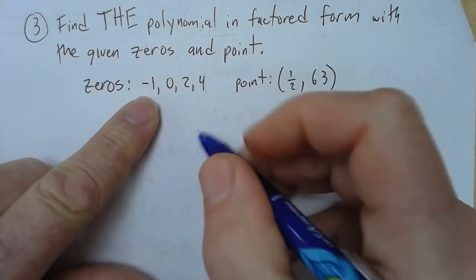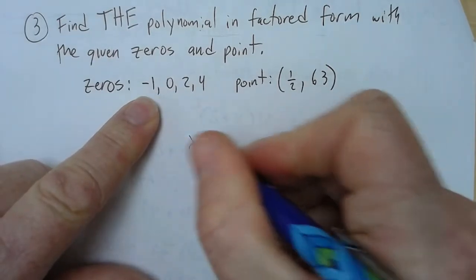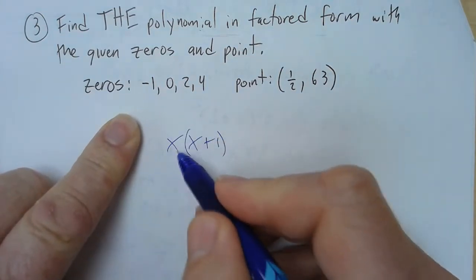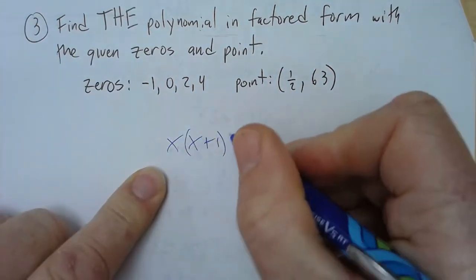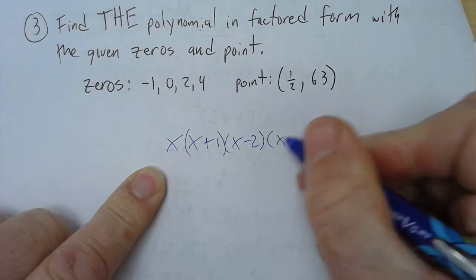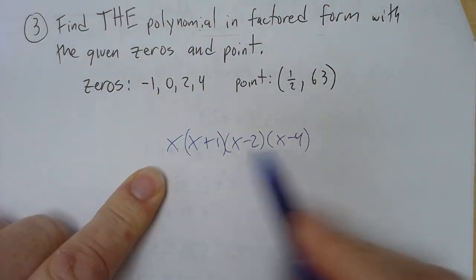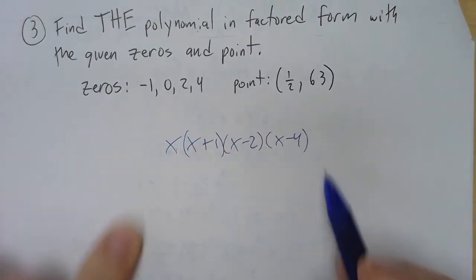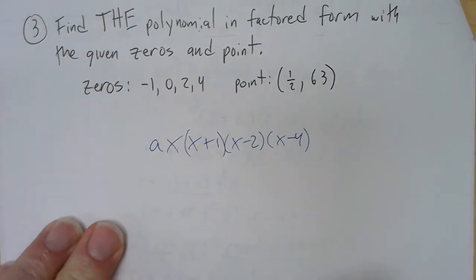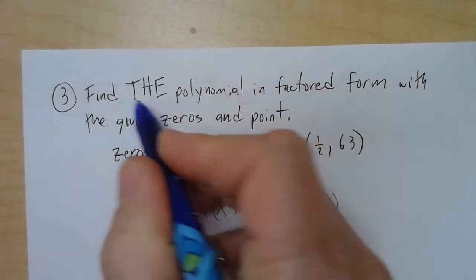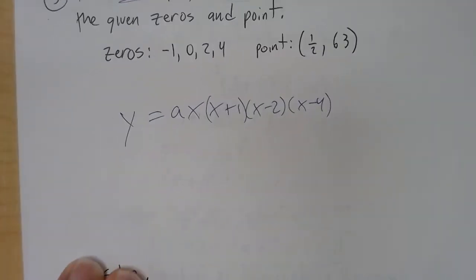So this is a 0. This means x plus 1. That would be the factor. This means x, because x equals 0 would be that solution. And then x minus 2 and x minus 4. So those are the zeros of the solution. Those are the factors associated with these zeros. We don't know what that mystery number is in front, and then that would be equal to y. So we're finding the polynomial. So we're going to nail down that.